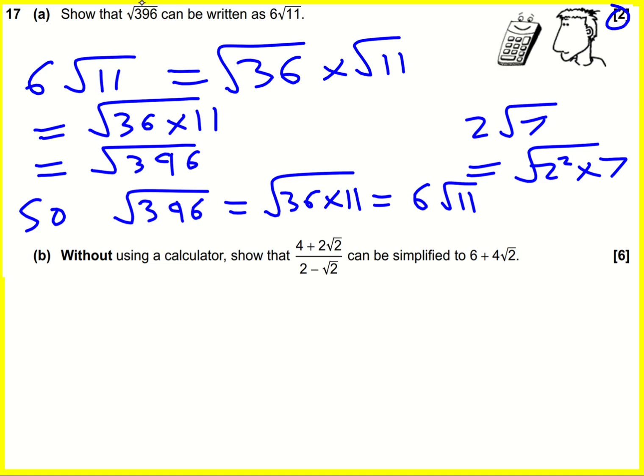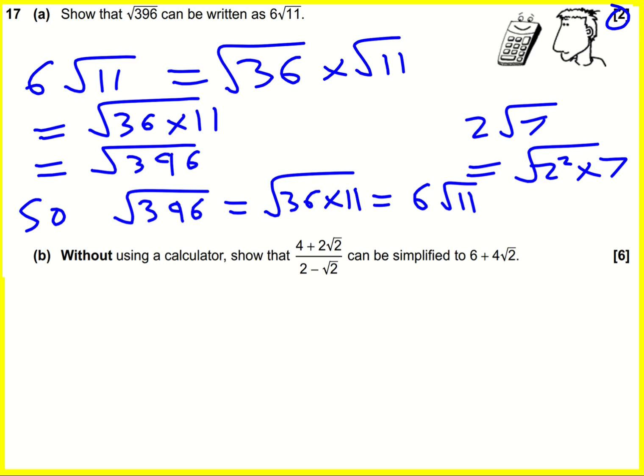Now, if they said simplify root 396, you'd have to spot that 36 is the biggest square number that goes into it, and you'd have to divide and so forth if you didn't have a calculator. But we can get away with it here by doing it the other way around. Maybe you did it the way I've just said, maybe you did it this bottom way, but that's sufficient to show that.